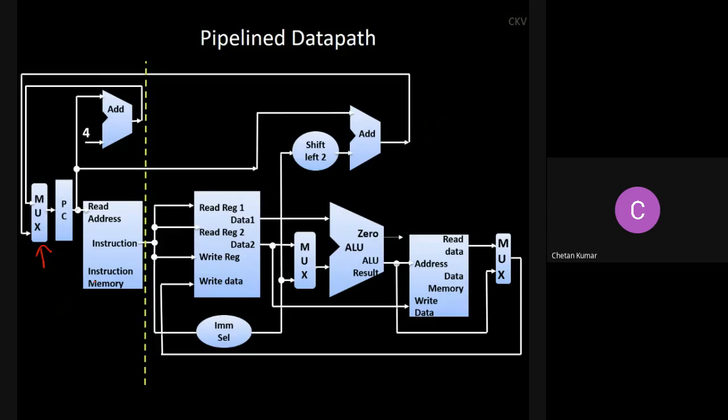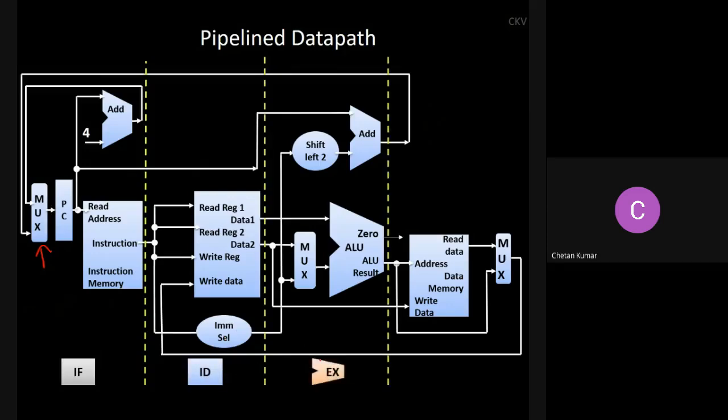Now, the second thing that you have to do whenever you want to construct a pipeline data path is to first divide it into stages. So this is my instruction fetch. This is my instruction decode or register file stage. And then you have the ALU or EX stage. And then you have the data memory stage. And then you have the write back stage. So these are the different stages of your processor.